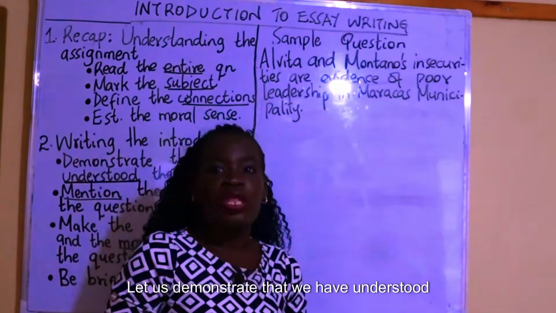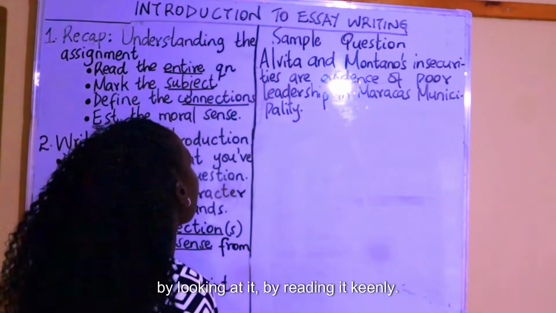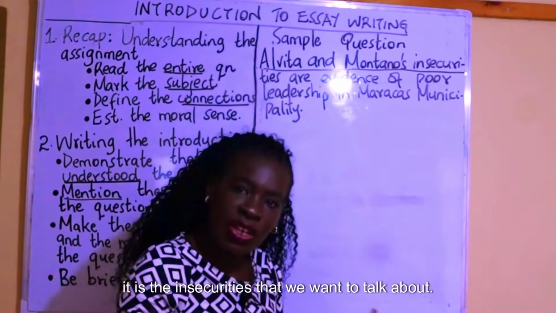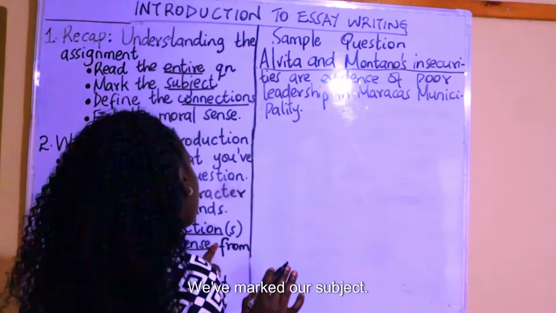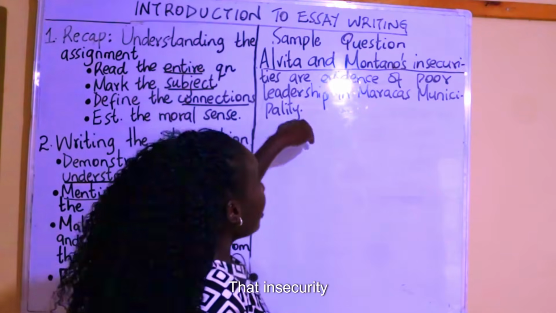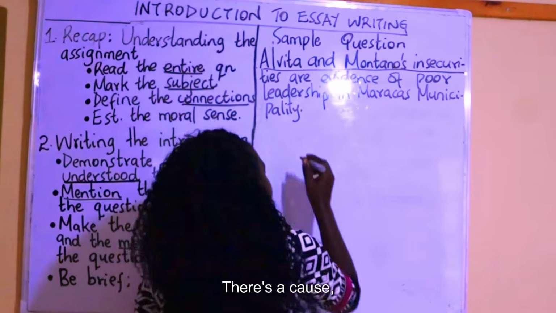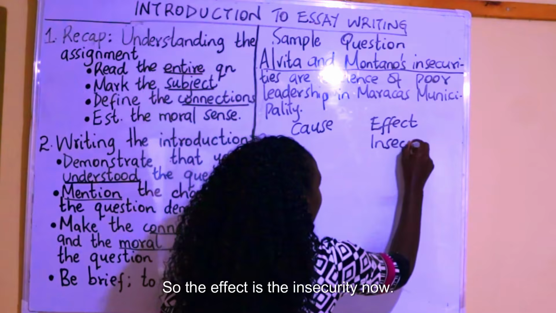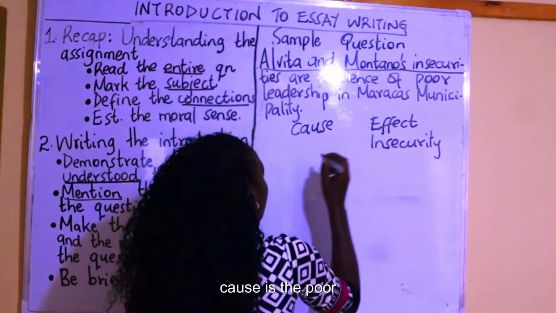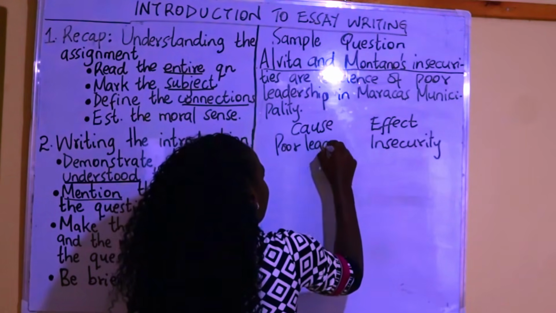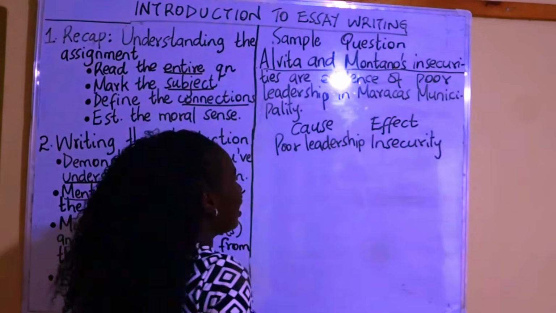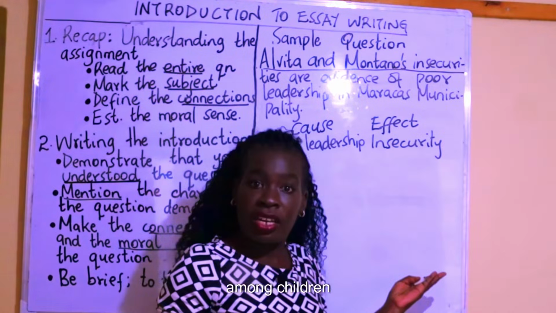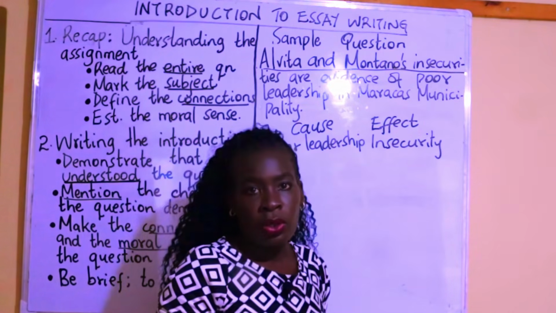Let us demonstrate that we have understood the question by digesting it, by looking at it, by reading it keenly. Our subject, we've said, is Alvita and Montano's insecurity. In fact, it is their insecurities that we want to talk about. That is our subject. We've marked our subject. Then the connection is that insecurity is now the cause-effect relationship. There's a cause, then there's the effect. So the effect is the insecurity now. The effect is the insecurity, then the cause is the poor leadership. The actions of Maracas municipality leaders bring insecurity among children, and in this case, Alvita and Montano. Cause, effect.